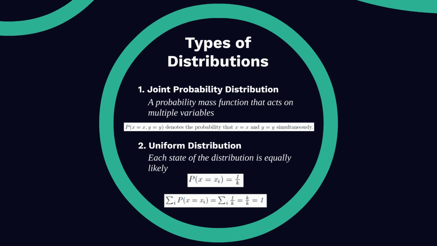The summation of that is going to be k over k, which is of course 1, so there's a 100% probability of one of the states occurring. So completely normalized, equal distribution, or uniform distribution with equally likely states. So here are some 2 common types of probability mass functions.